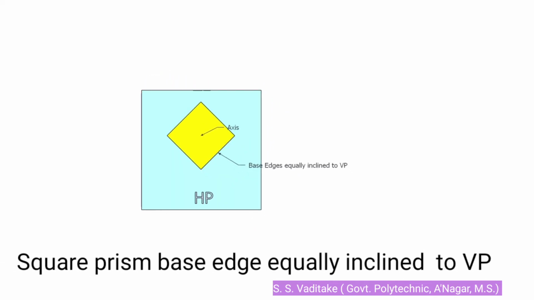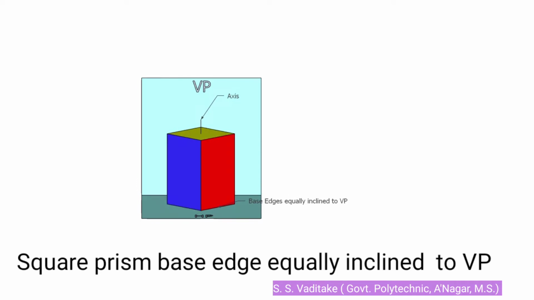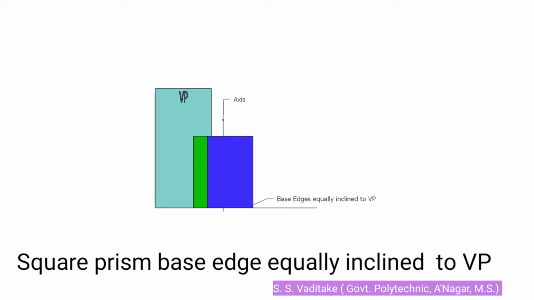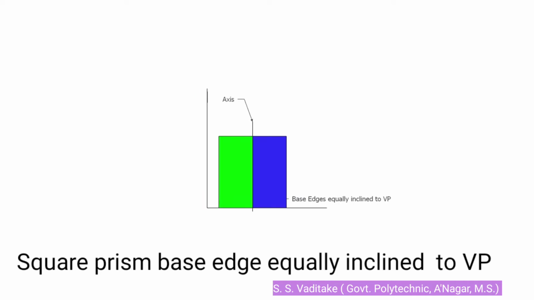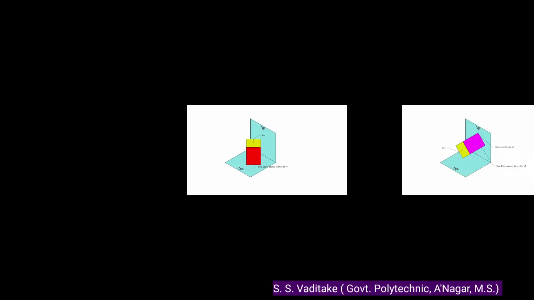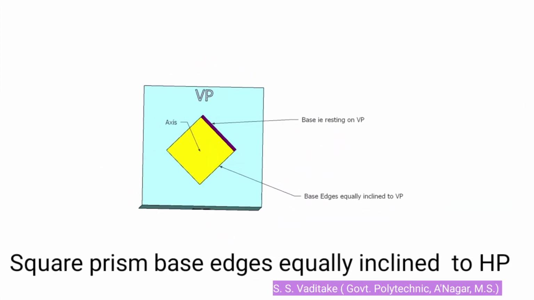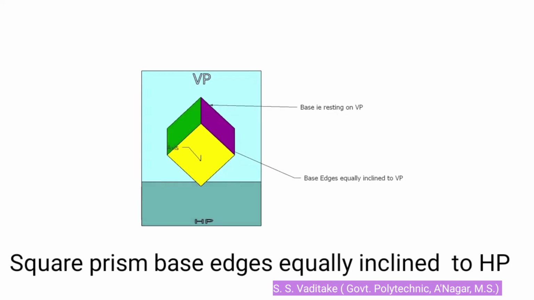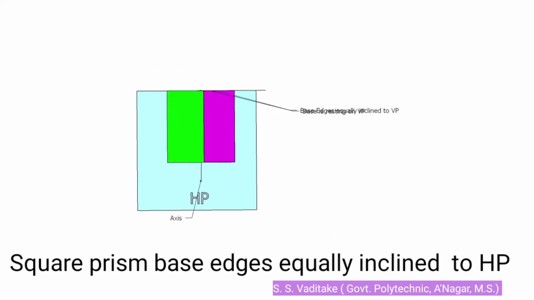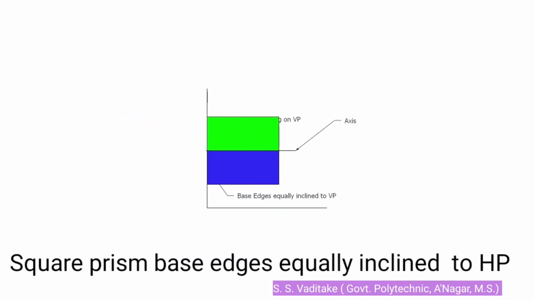If the base edge is equally inclined to VP, then in this situation we have to draw its top view first, then front view. Side view will look like this one. If the data says that base edges are equally inclined to HP, then we have to draw the front view first, then top view and then side view.